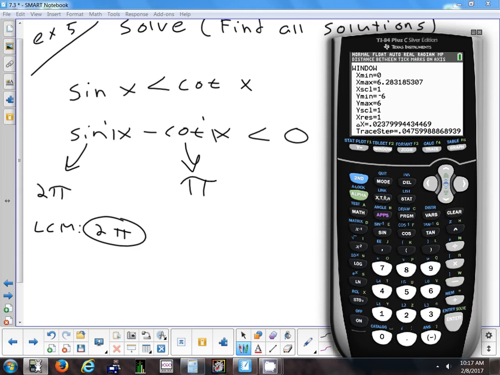I think -6 to 6 for the min and max is probably fine because it's going to go off the screen anyway.